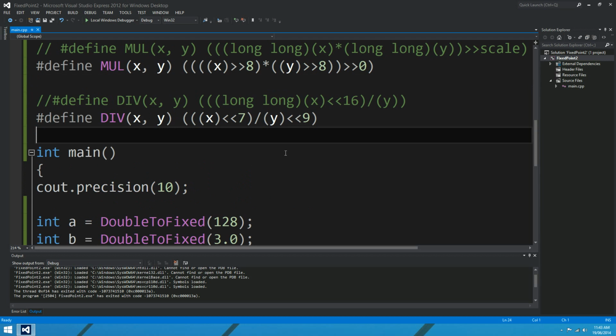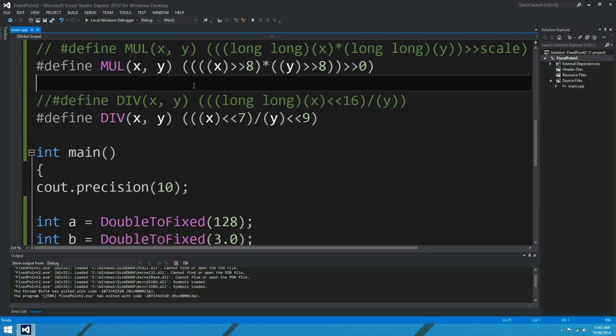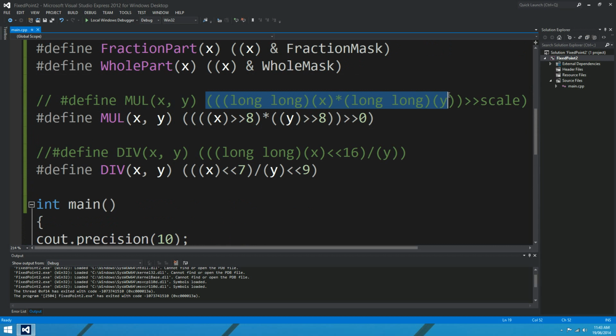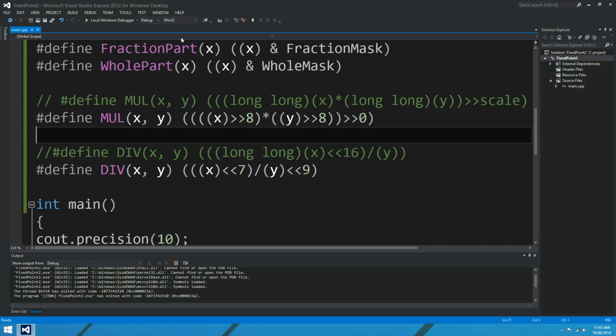Okay, that's about all that I wanted to say on fixed point multiplication and division. A lot of the time you might just be fine jumping into 64 bits. I mean, if you're using a 64-bit CPU, this cast here is free. So it's not going to cost you if you're using a 64-bit CPU, or developing a 64-bit app, I should say.